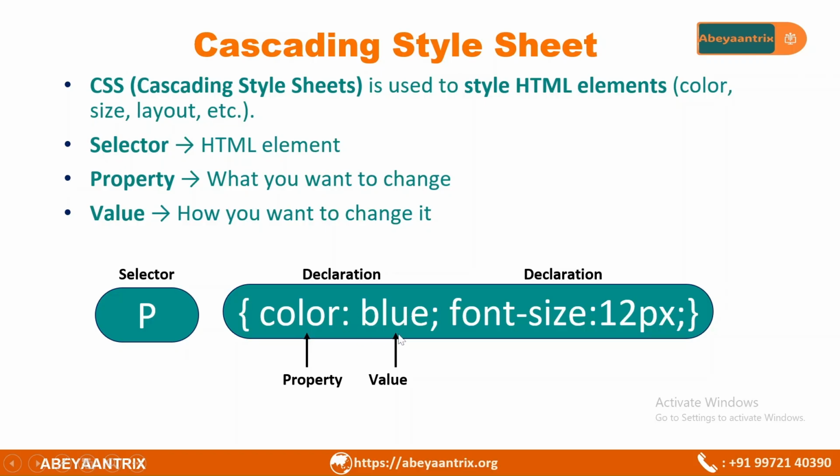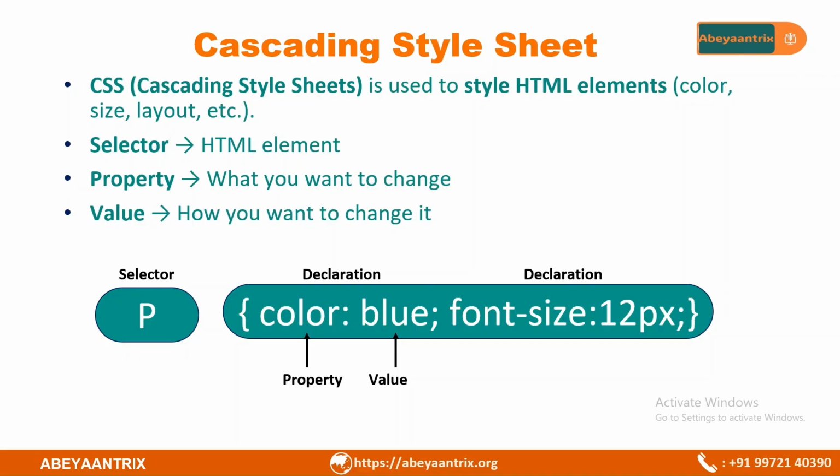So when we are applying styling, you can see the example here. P is our selector, so it is targeting a paragraph in HTML. For this paragraph, we are going to add CSS with a color and font size. Color is a property and blue is the value. Here font size is 12. 12 is the value of this font-size property, right? Like this, we add styling for particular elements of HTML.